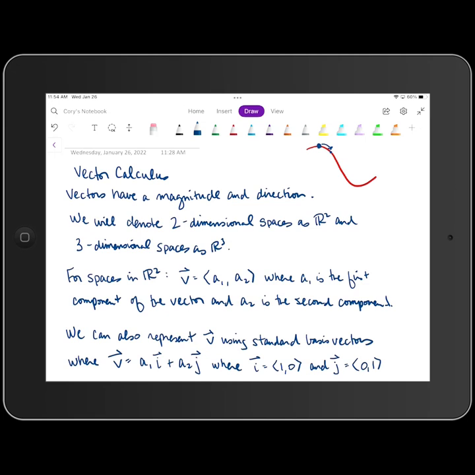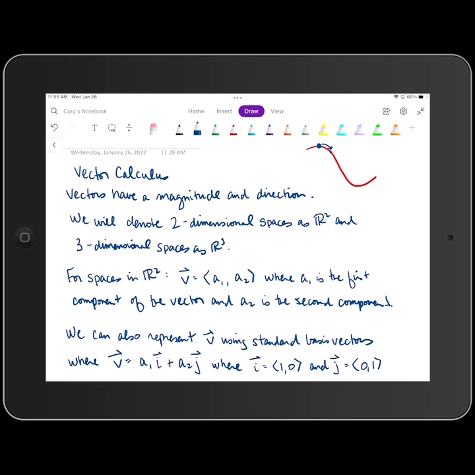So when we go through this lesson, we will denote two-dimensional spaces as R2 and three-dimensional spaces as R3. So when we have two-dimensional spaces, there are going to be two components that make up your vector, and for three-dimensional spaces, there are three components that make up your vector.